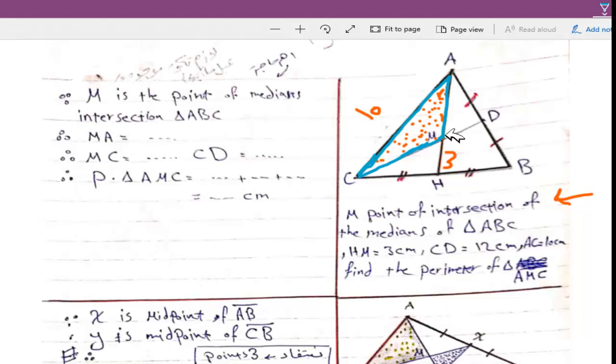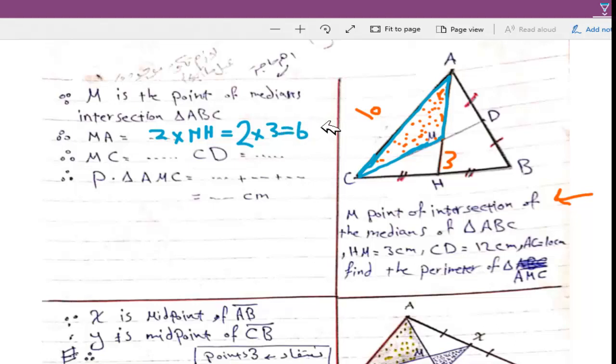So MA equals how many? Since MH is 3, MA is twice MH, so MA equals 2 times 3, which is 6. It's too easy. 6 centimeter.